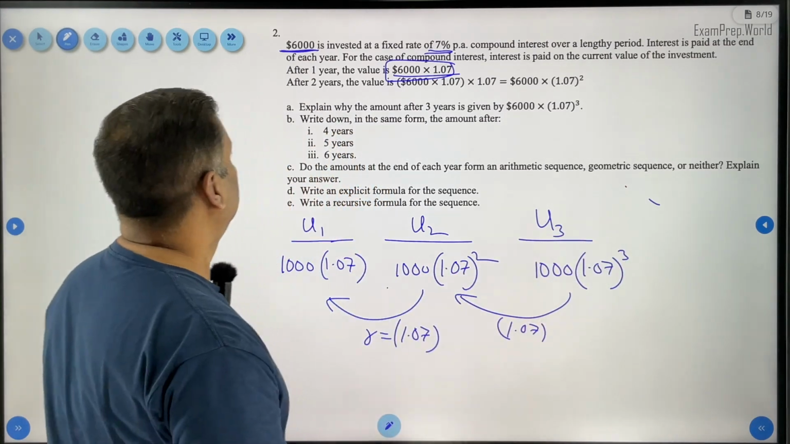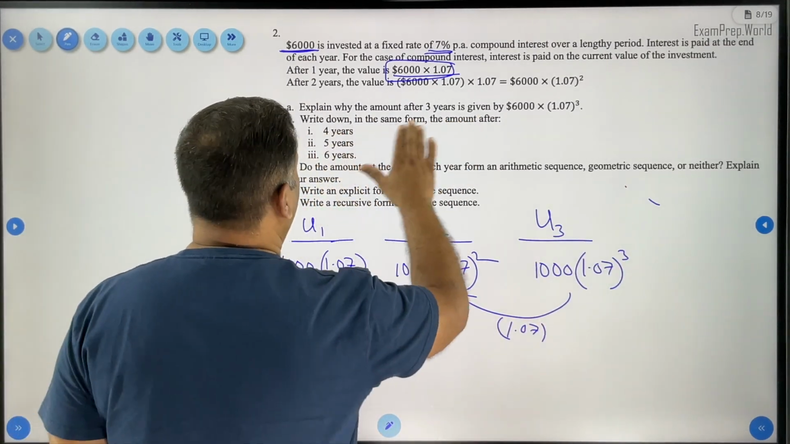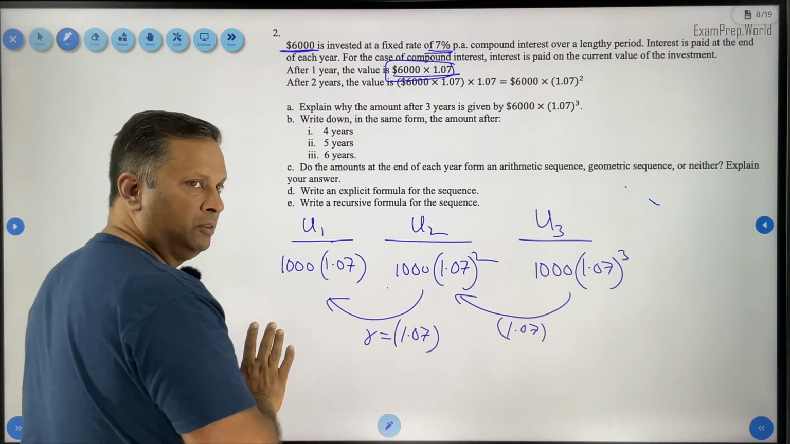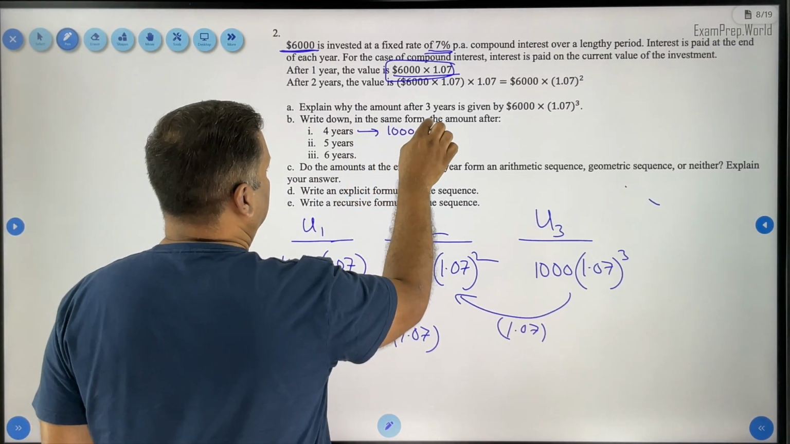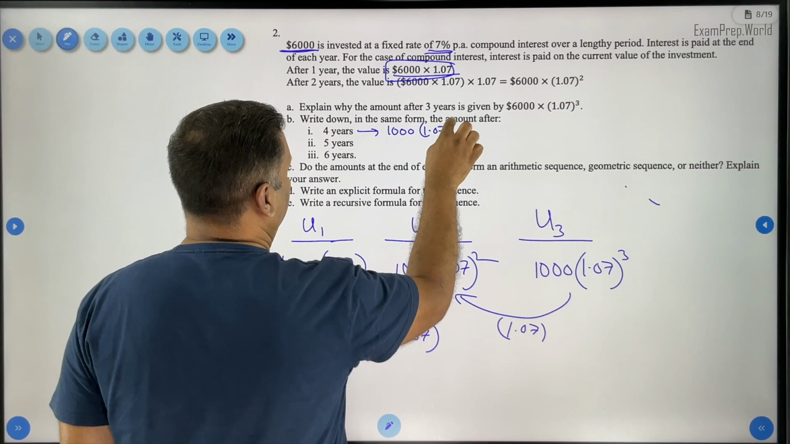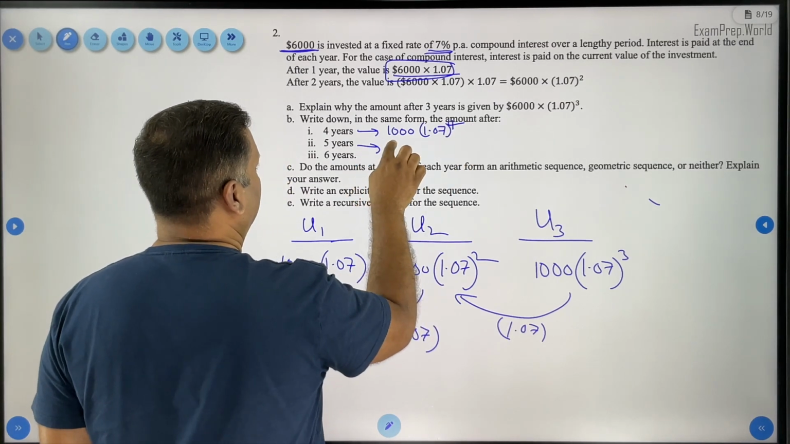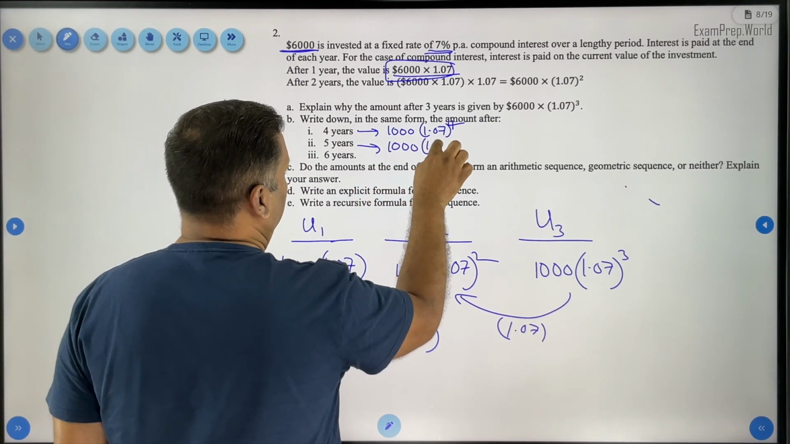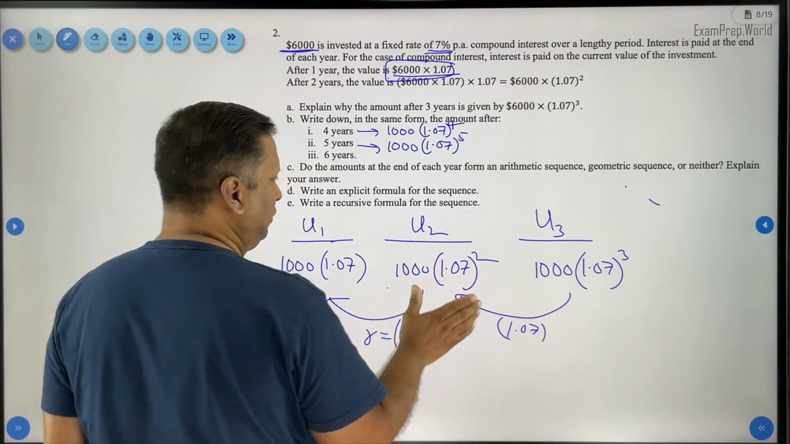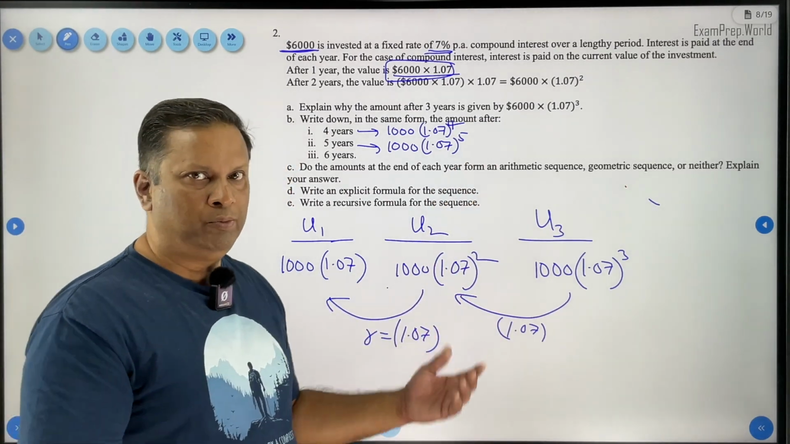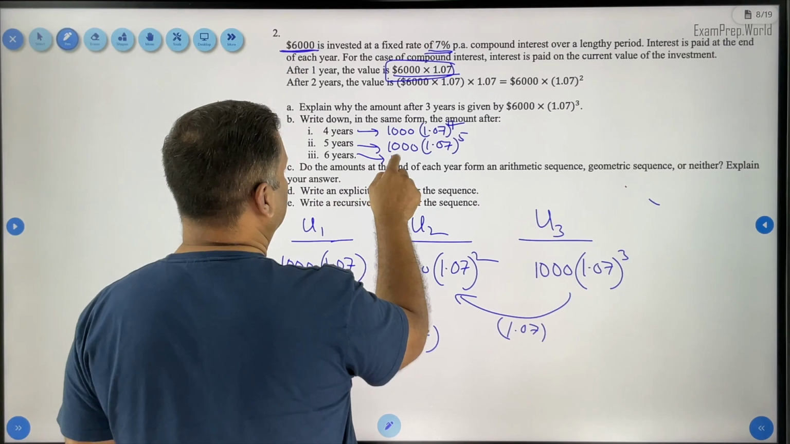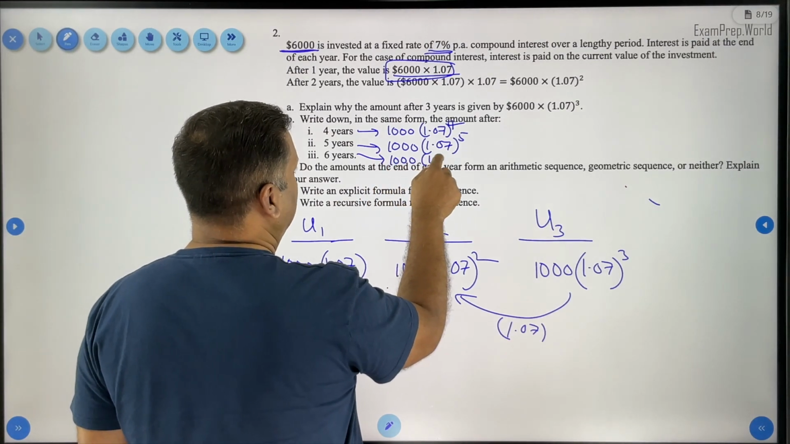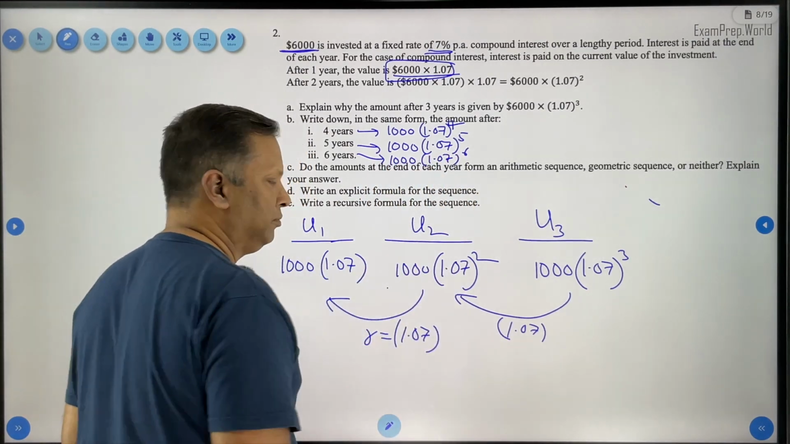Okay. So write down the same for the amount after 4 years, 5 years, 6 years. So after 4 years, how much will it be? 1,000 into 1.07 whole to power 4. This will be 1,000 into 1.07 whole to power 5, because once we have identified a general rule, it becomes very easy. And after 6 years, it is 1,000 into 1.07 whole to power 6.